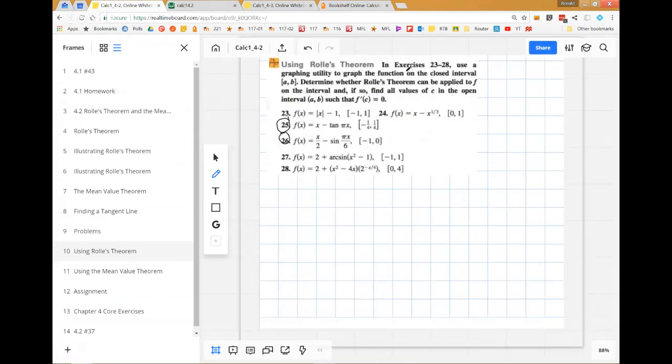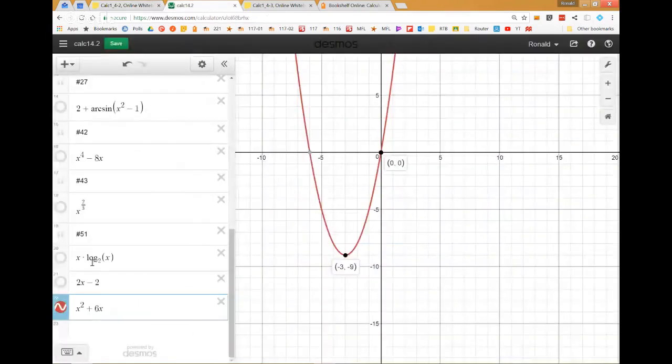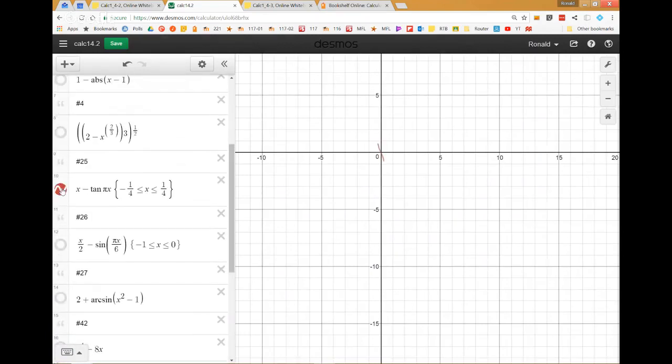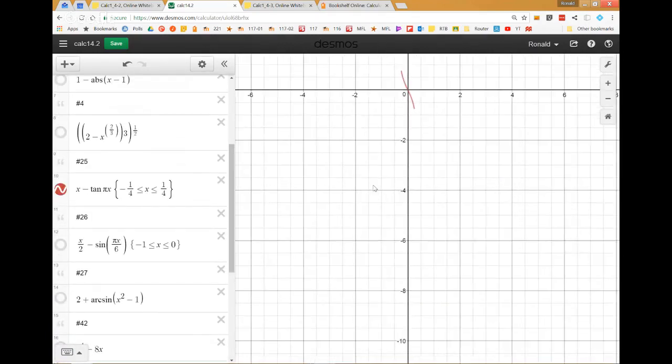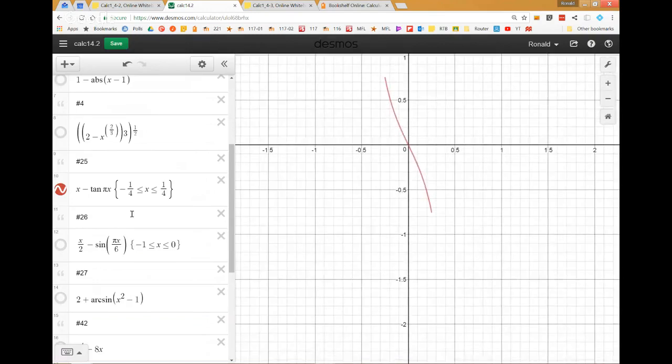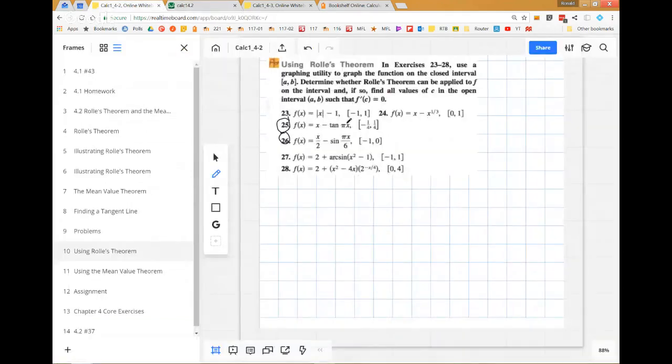Okay, so in exercises 23 to 28, use a graphing utility to graph the function on a closed interval. Determine whether Rolle's theorem applies. So the question is, is it legal to use Rolle's theorem here? Okay, so we're going to take a look at 25. Number 25 is right here. Obviously, I got to zoom in so we can see it better. We're just graphing that function between -1/4 and +1/4. That's why I had to zoom in.